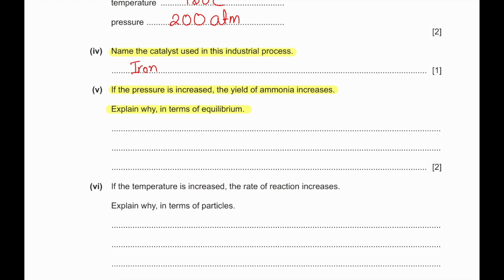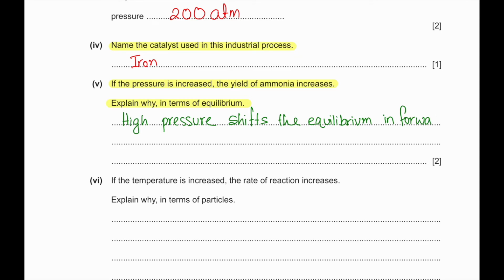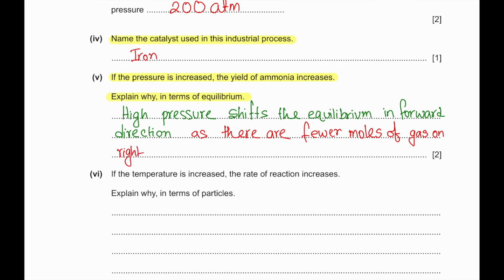If the pressure is increased, the yield of ammonia increases. Explain why in terms of equilibrium. High pressure shifts the equilibrium in the forward direction, as there are fewer moles of gas on the right hand side.